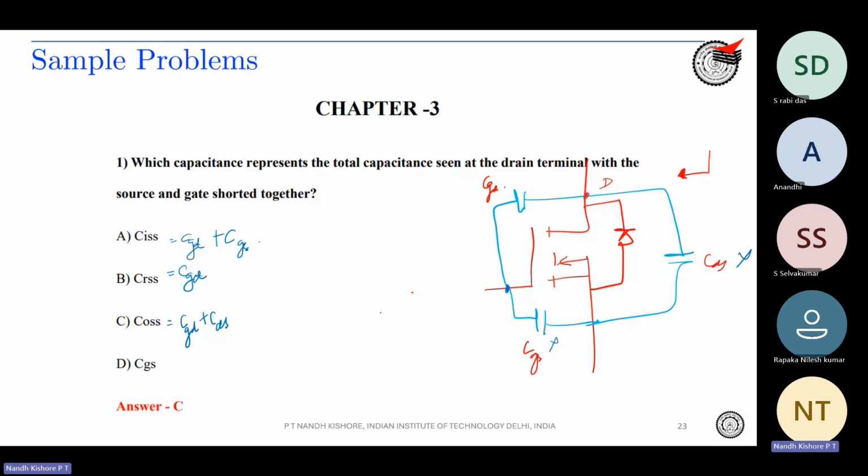Gate side is the input side, right? So it is a voltage control device. So the gate side is the voltage that you control. It's the input voltage. That's why it is the input capacitance. Input capacitance means CISS, output capacitance means COSS.